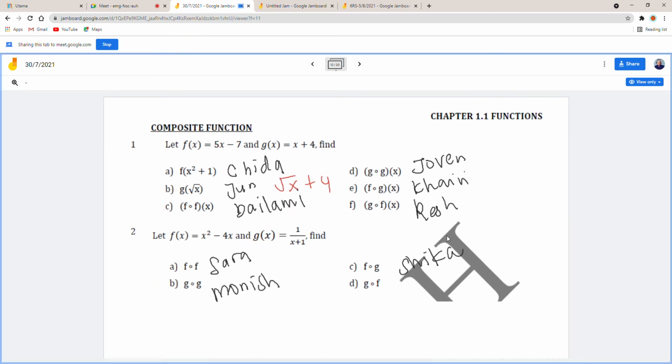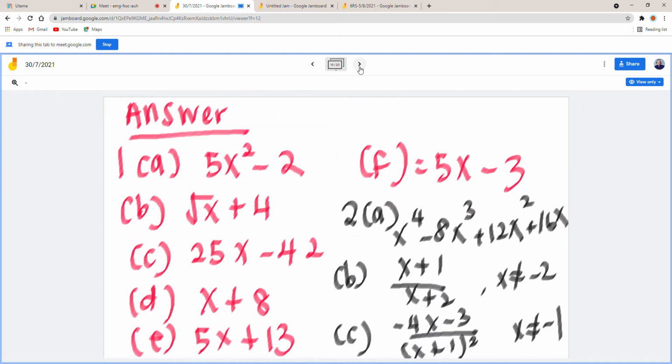If you have any problems then later you can check with me. The answers are over here. You want me to take a snap? Inverse? How about the inverse part? Inverse later after this. Okay.